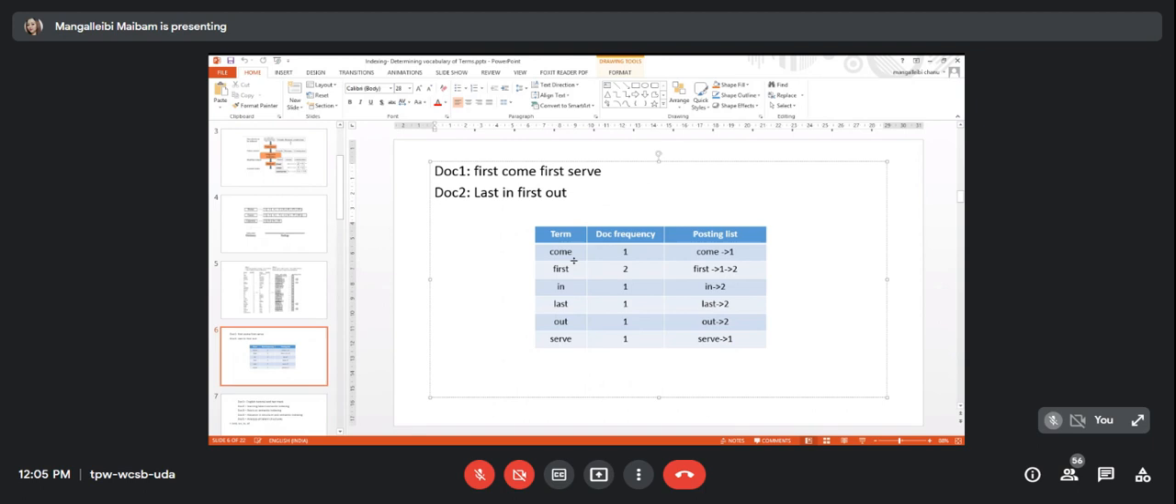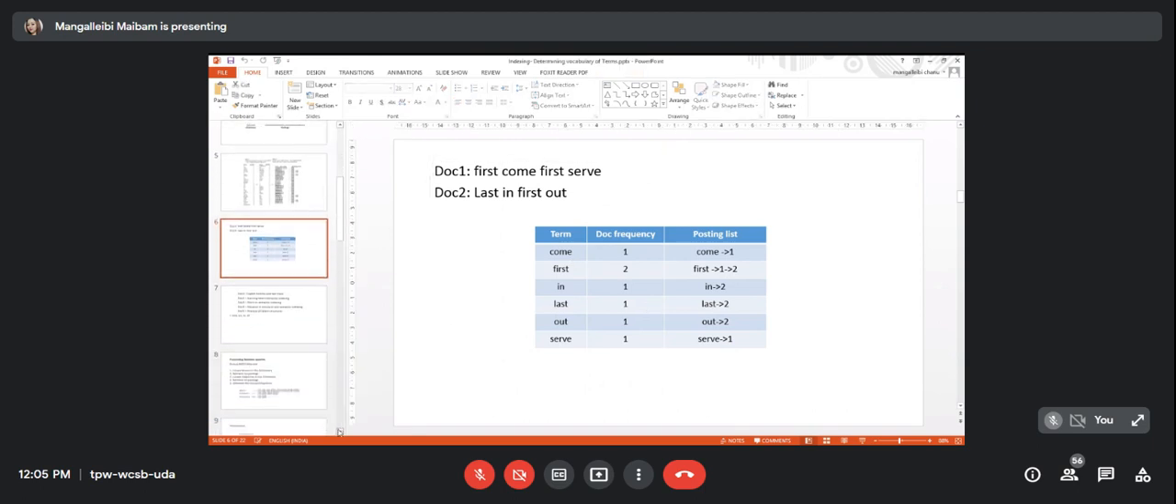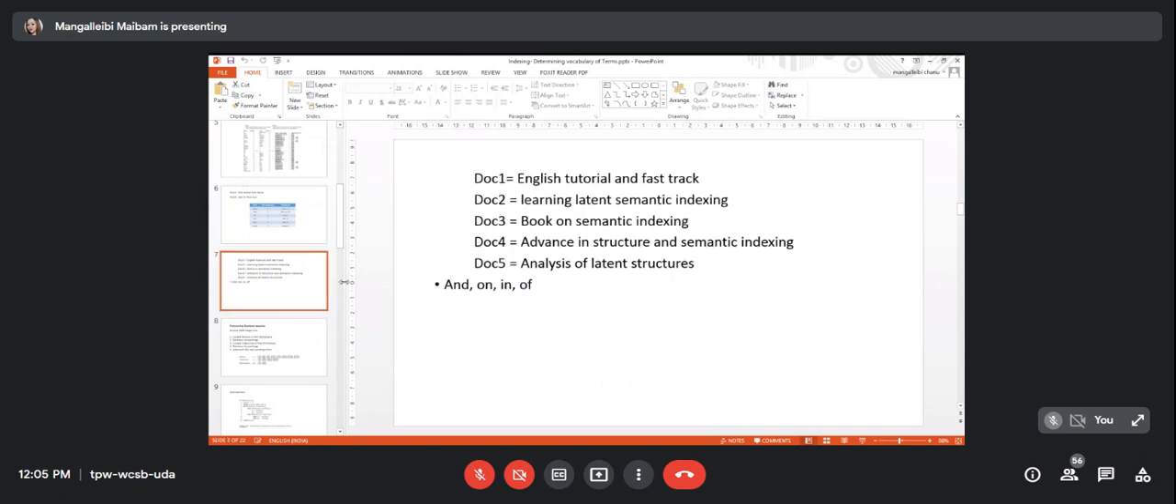In this example, you can just go through it. We have seen it in the last class. And for this also, we have seen this. I have asked you to solve this one.